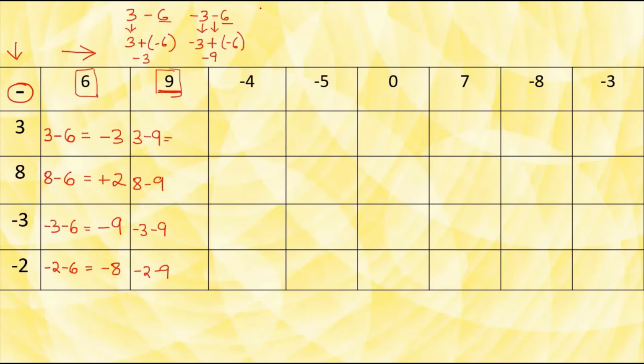3 minus 9. I'll solve it at the top. 3 minus 9. I'm going to write down 3 as it is. This negative sign will become positive and 9 will become minus 9, and then solve it. After solving, I get minus 6 as my answer. So here I will write minus 6. Similarly, for the next one, minus 1 will be my answer.